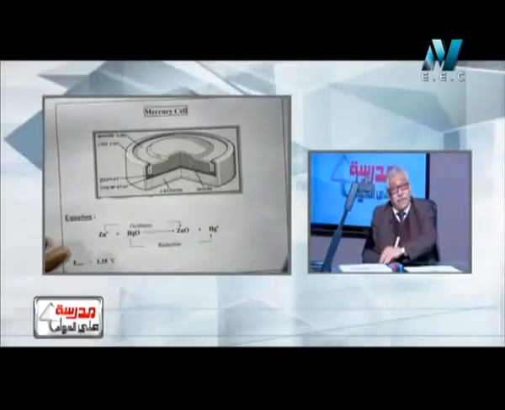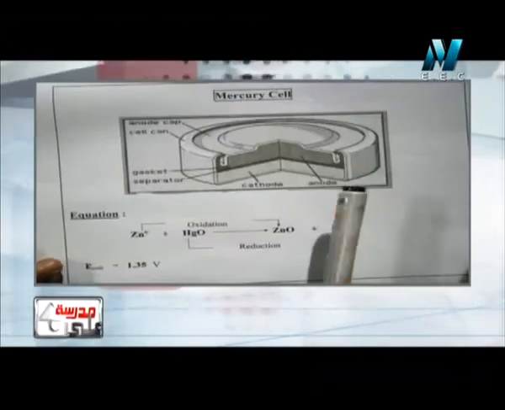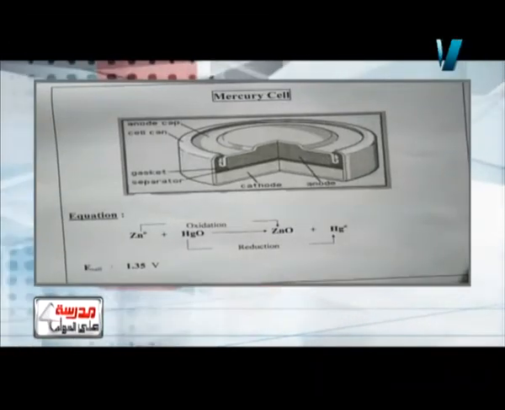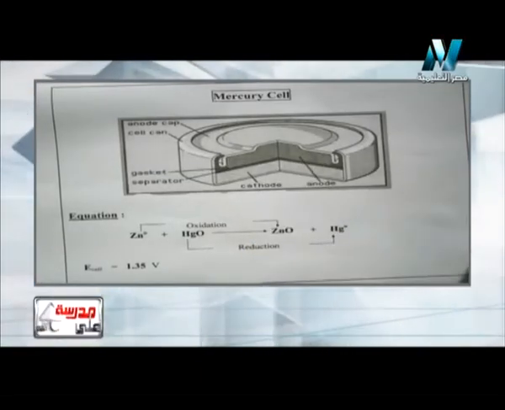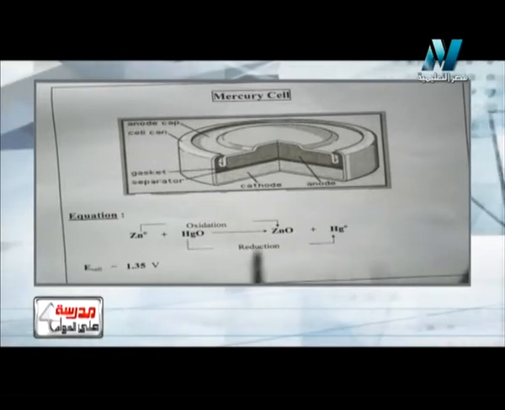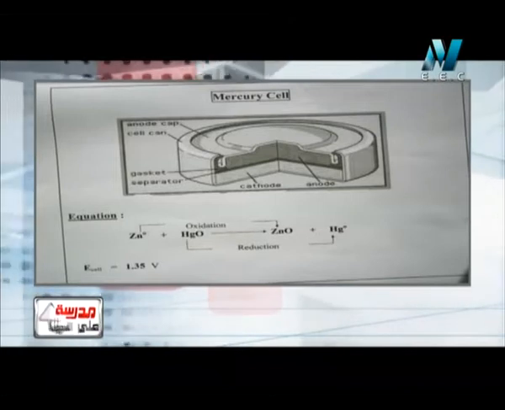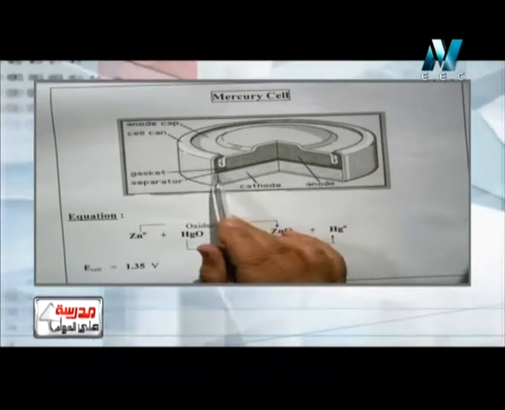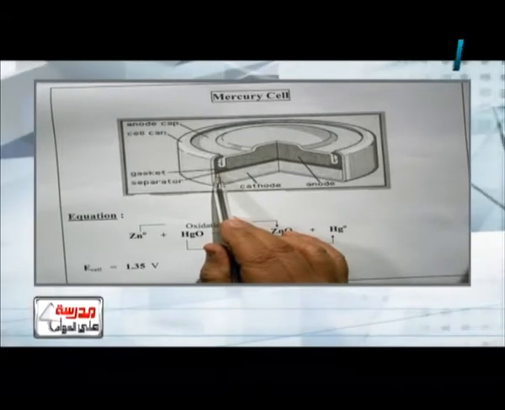This is the shape of the mercury cell, and I will write the parts of this cell. The mercury cell is made of an anode. This is the anode. The anode is made of zinc, while the cathode is made of mercury oxide, HgO. And between them, separating them, is the electrolyte, which is KOH, potassium hydroxide, a strong electrolyte.